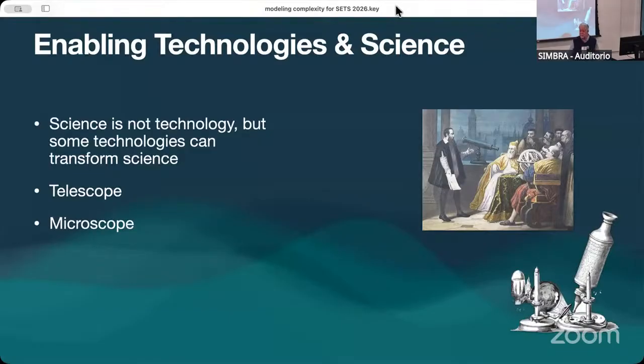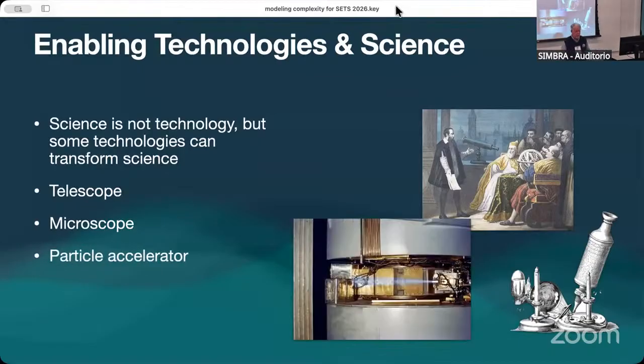The microscope did it at the other end. And so it was now clear, right, that flies did not emerge from decaying meat, that different vapors did not cause different illnesses, that malaria was not caused by bad air. And so this transformed our understanding of disease as well as biology. And of course, particle accelerators in the 20th century have changed how we understand matter and energy and the relationship between these things. We just didn't know that before.